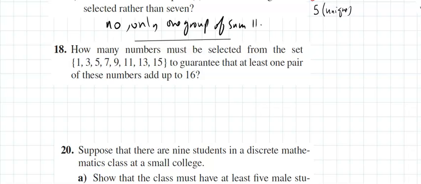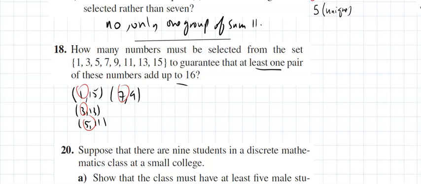How about 18? How many numbers must be selected from the set to guarantee that at least one pair, just one pair, add up to 16? How many 16s are there? 1 and 15 is 16. 3 and 13 is 16. 5 and 11 is 16. 7 and 9 are 16. So if I had the worst of luck and I chose either the red or the green, then 4 distinct. So one more.